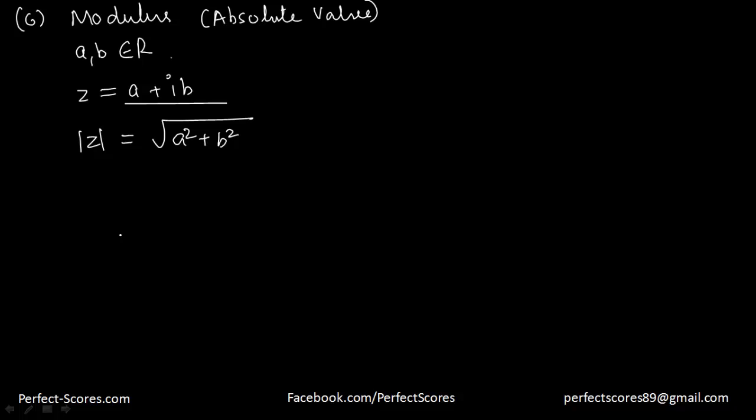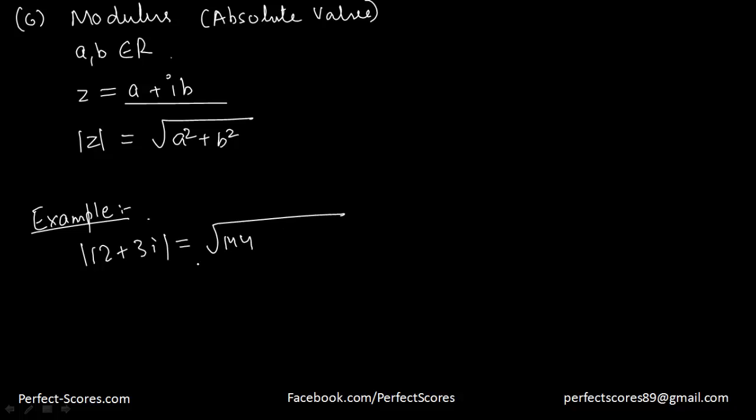Let's suppose we want to use an example here. Let's suppose we want to find the absolute value of 12 plus 3i. So the absolute value of 12 plus 3i is going to be equal to the square root of a square plus b square, which is 12 square plus 3 square. So this over here is going to be the absolute value, the modulus, sorry, of this complex number. I suppose you're understanding this property of complex numbers. Let's move forward to the next one.